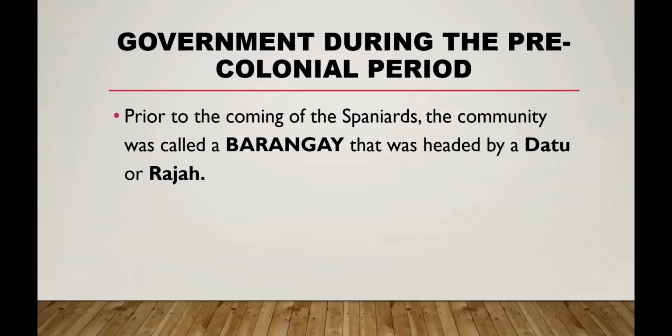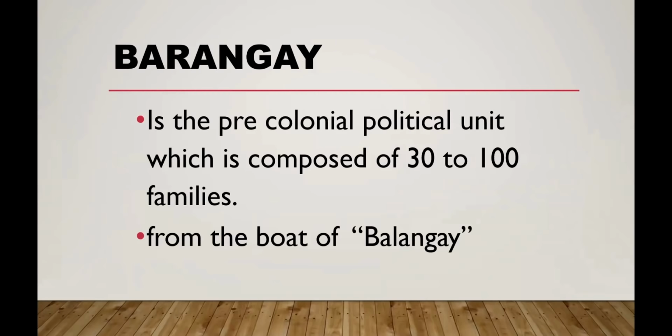Next, let's proceed to the government during the pre-colonial period. Prior to the coming of the Spaniards, the community was called a barangay that was headed by a Datu or Raha. Now, the barangay is the pre-colonial political unit which is composed of 30 to 100 families. The word barangay comes from the boat balangay.